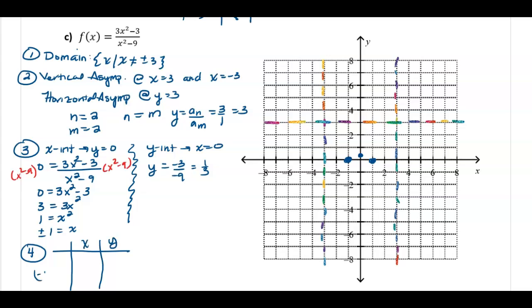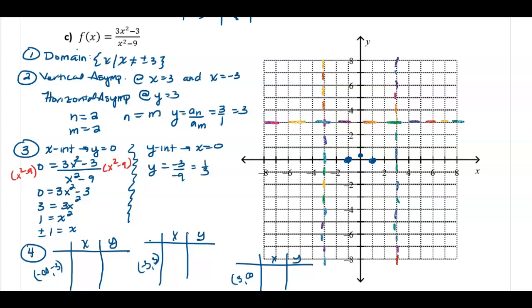We have the interval from negative infinity to negative 3. We have the interval from negative 3 to 3. Then we have this last interval from 3 to infinity. So that's 3 sets of intervals.